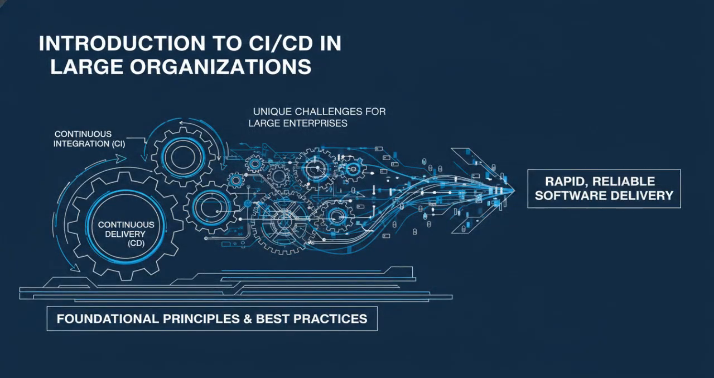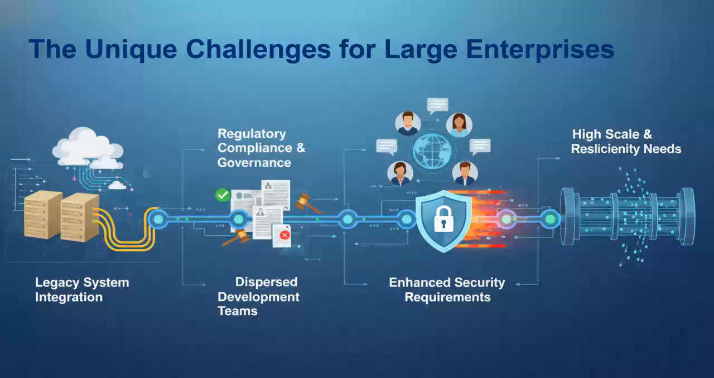Welcome to our deep dive into CI/CD pipeline architecture specifically tailored for large organizations. In today's fast-paced digital landscape, delivering software rapidly and reliably is no longer a luxury but a necessity. For large enterprises with complex systems, diverse teams, and stringent compliance requirements, establishing an effective CI/CD strategy presents unique challenges and opportunities. This session will explore the foundational principles, architectural components, and best practices that enable large organizations to achieve continuous integration and continuous delivery at scale, fostering innovation and maintaining a competitive edge.